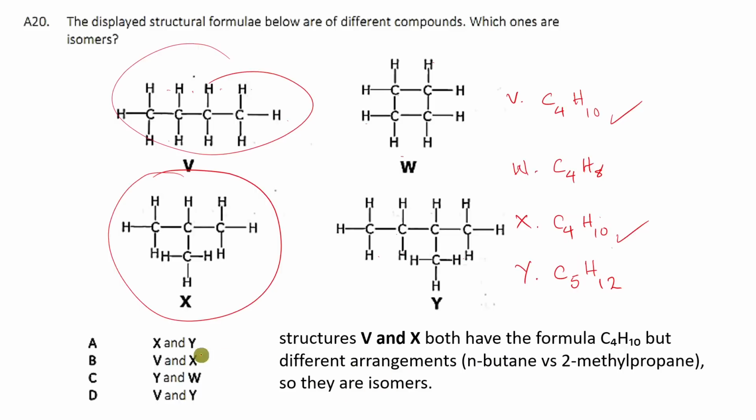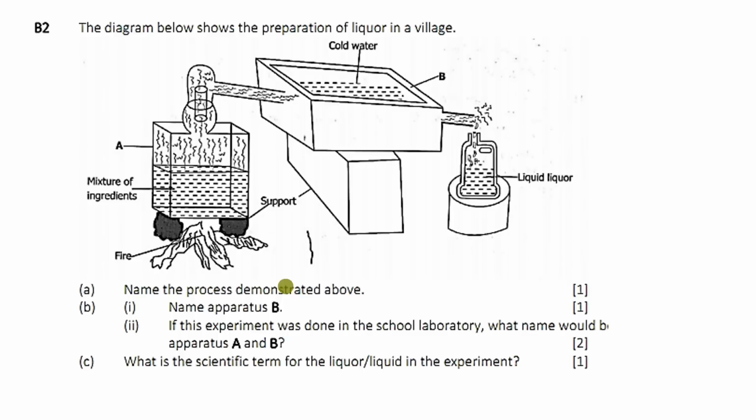So structures V and X both have the same formula but different arrangement. So they are isomers. So the answer is what? The answer is V and X, which is D. We go to the next question. This question says the diagram below shows the preparation of liquor in a village. So it is coming from alcohols, liquor there.